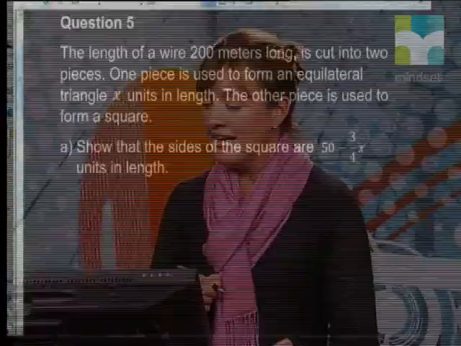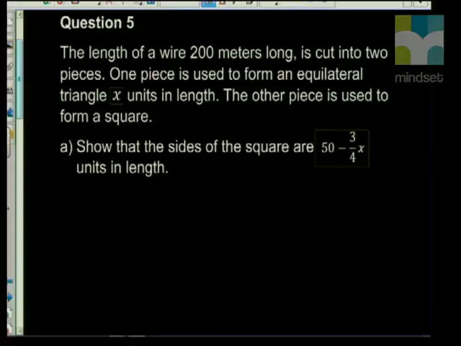Welcome back. Right, let's have a quick look at an example regarding maxima and minima. We're going to apply an example using volume and surface area, because those are always your most common type of questions. The length of a wire 200 meters long is cut into 2 pieces. One piece is used to form an equilateral triangle, x units in length. The other piece is used to form a square.